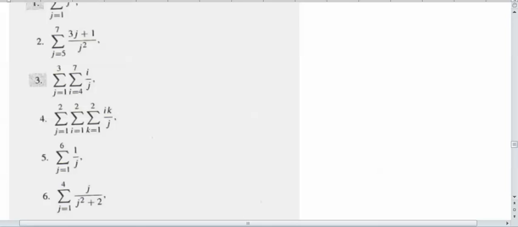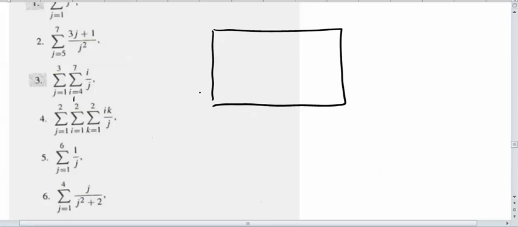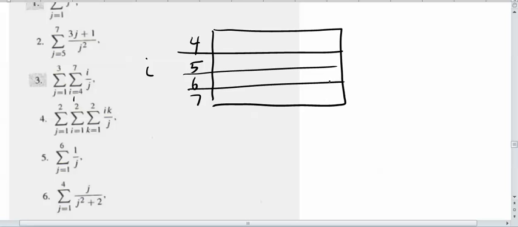Okay, now when you have a double summation, here's a nifty little trick. I'm going to make a table. I'm going to have the I values listed down here. So I is going from 4, 5, 6, and 7. And then J is going from 1, 2, 3. And the calculation is I over J. So here's I, and here's J.